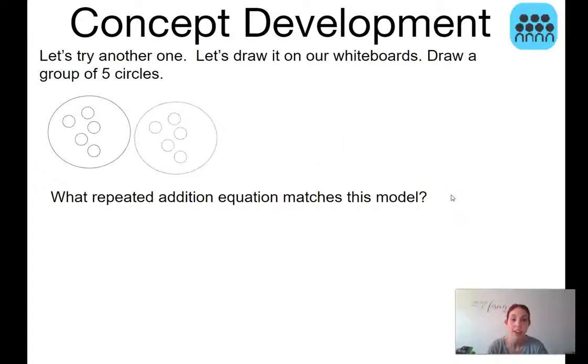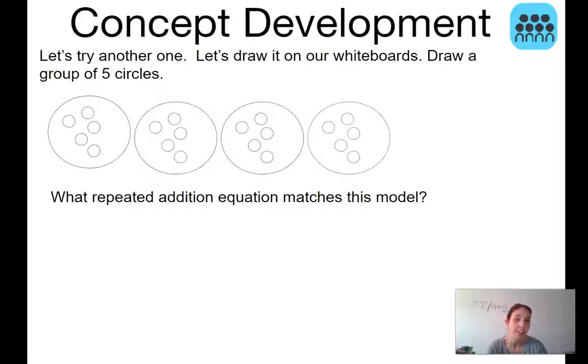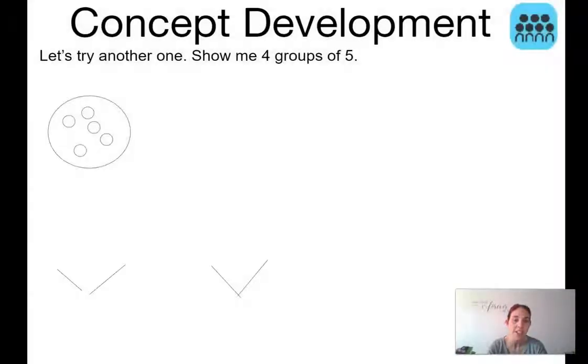And then we're going to draw another group of 5. And another group of 5. And while you're doing this, think about what our repeated addition sentence is going to look like. Another group of 5. So right now you should have 4 groups of 5. Now let's see what our addition sentence is going to look like.